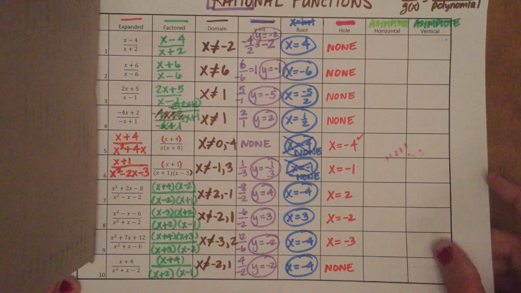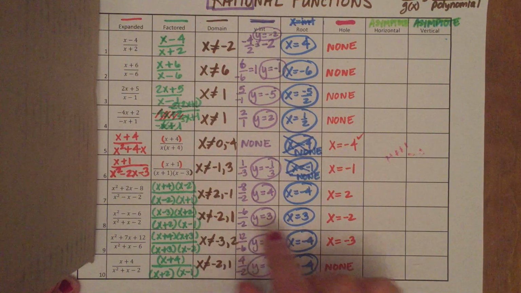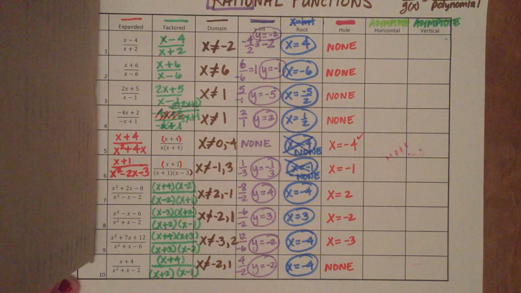Now we're almost to the end. So we've looked at expanded, factored, domain, y-intercept, root, and whole. Now we're going to look at finding the horizontal and the vertical asymptotes.